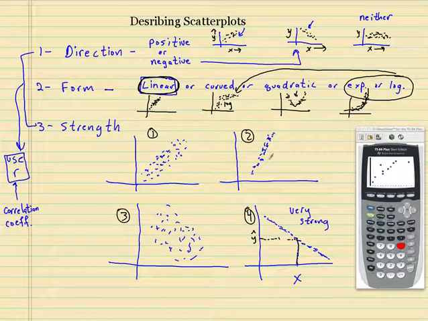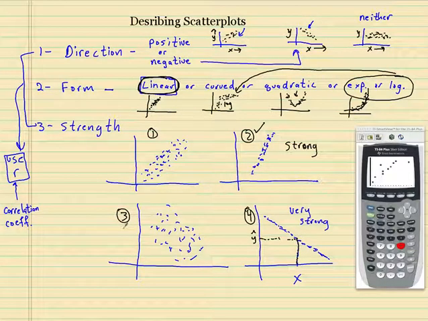Okay, it is number 2. Number 2 is the next strongest, because these are compact, but they're not as nice as number 4. So this would be strong. Okay, let's look at the next one. The next strength would be number 1 or 3. So this would be considered moderate. Moderate strength. And the last one would be considered weak.